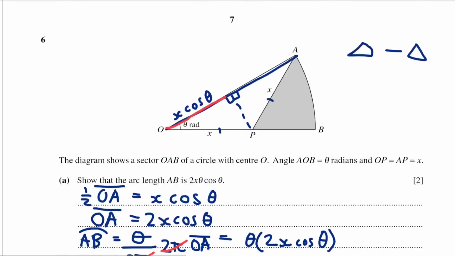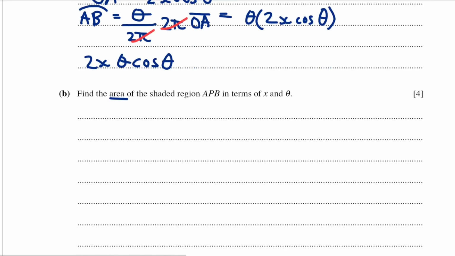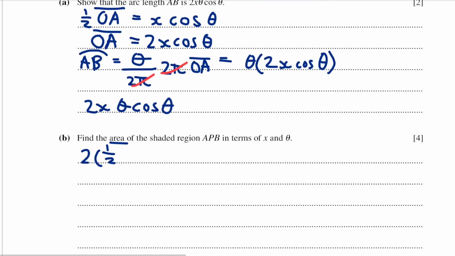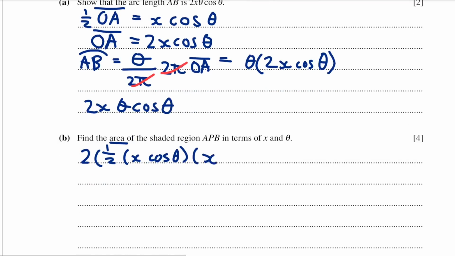Now the area of the triangle is just the area of these two smaller triangles multiplied by 2. So we can say 2 times a half times the base times the height. So the base over here, let's say it's x times cosine of theta, times the perpendicular height, which is going to be the sine of theta times x. So x times the sine of theta, because it's opposite over hypotenuse.